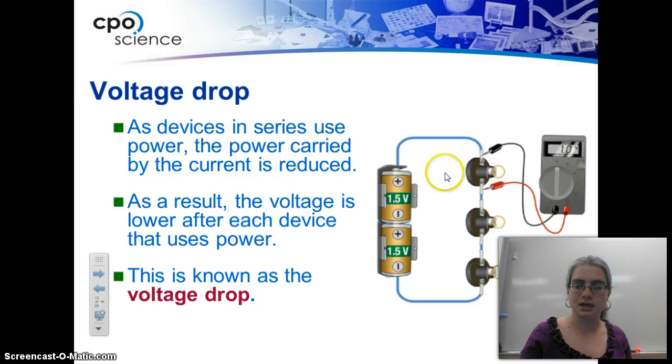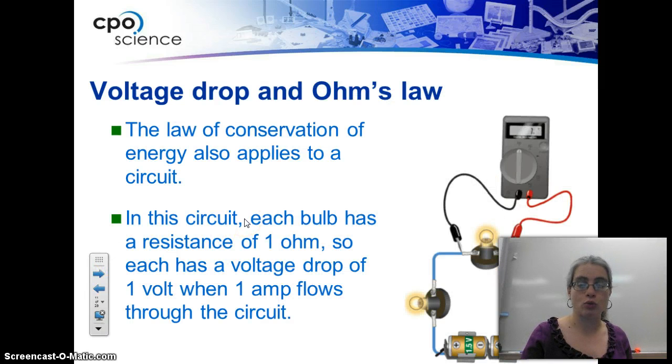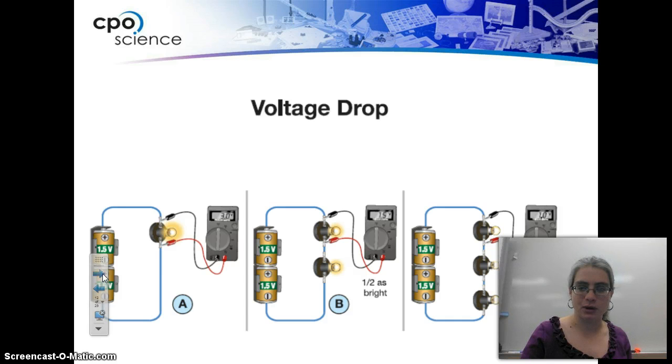So when you do the lab, you're going to be connecting the power points there, or the prongs there. So we use this for Ohm's law as well, because it'll tell us what relationships and what variables we need in order for things to work. In the circuit, each bulb has a resistance of 1 ohm. So each has a voltage drop of 1 volt, so remember that's electrical potential energy, when 1 amp flows through the circuit. So if we increase the amps, we might be able to change a few things, right? That goes back to the Ohm's law thing. I'll continue. So you've got the voltage drop diagram here.